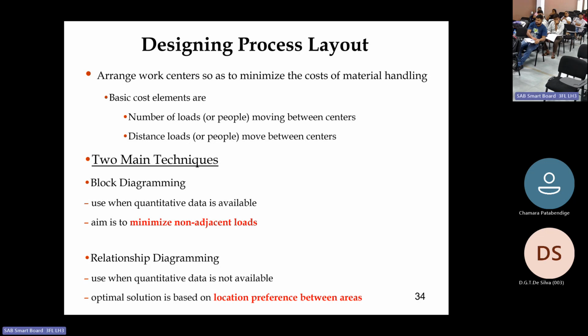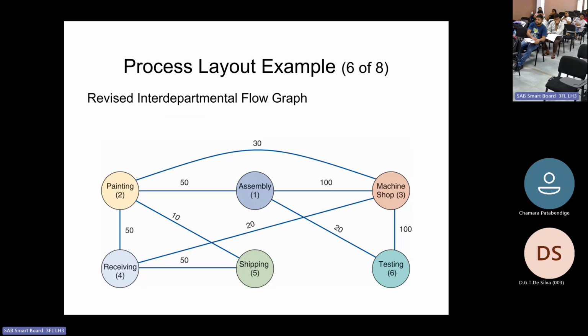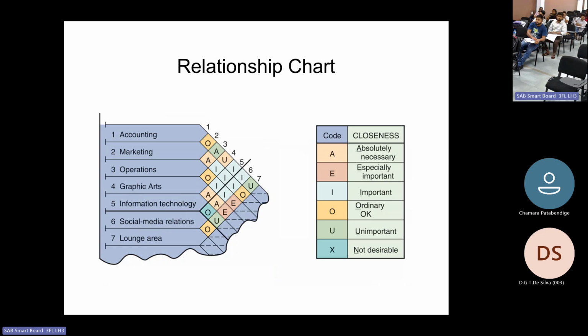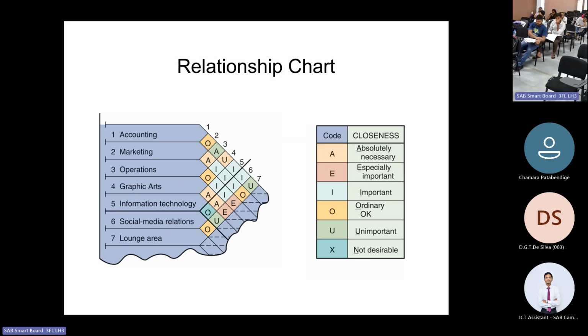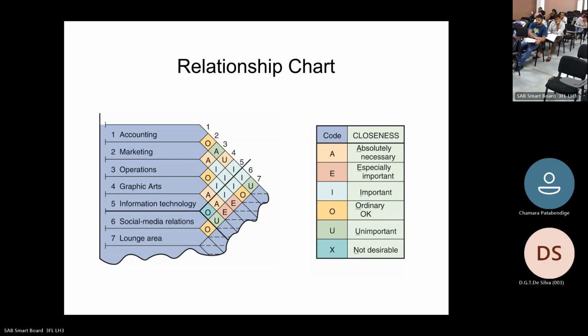I will quickly show you one example, one arrangement, and move to the other one. For that, we use a technique called relationship charts, or schematic diagrams for that matter. A diagram like this, and then of course a coding arrangement, codes. These codes are very simple, simple to memorize as well. What are the codes used? A, E, I, O, U, and then X. That shows the relationship, closeness. A: absolutely necessary.